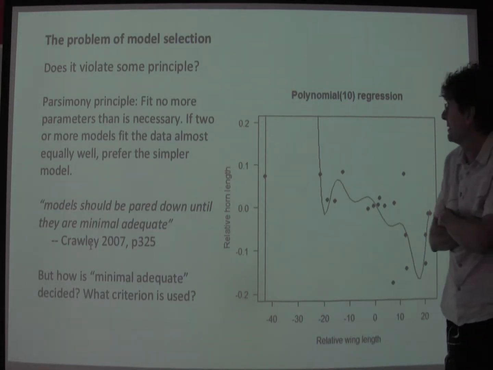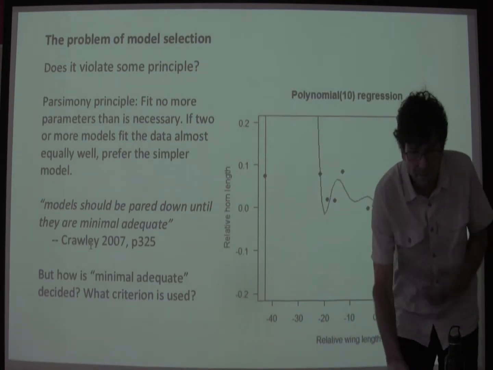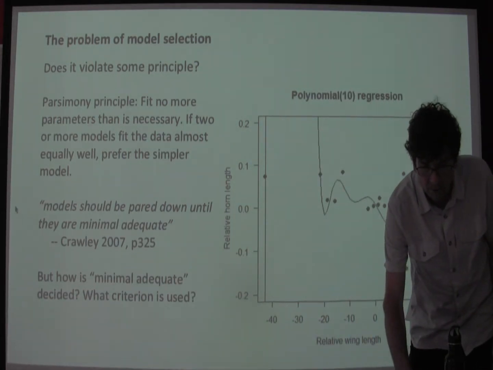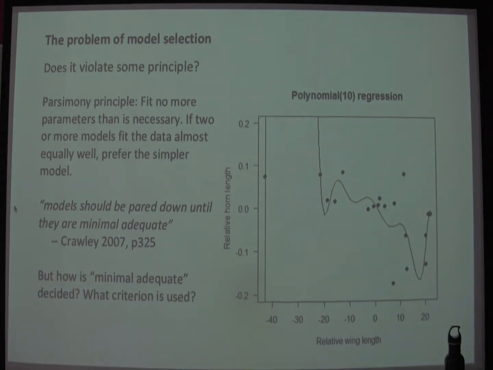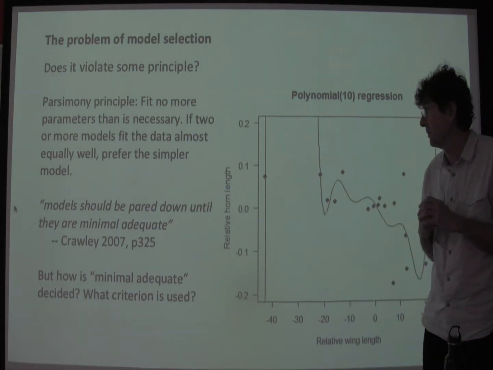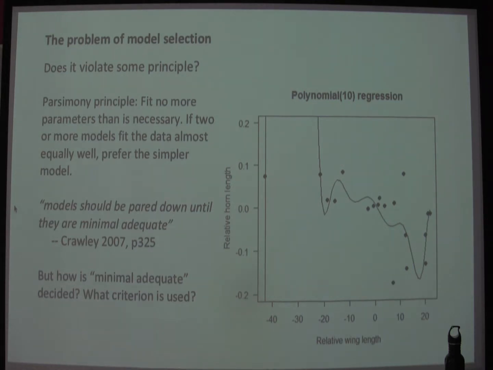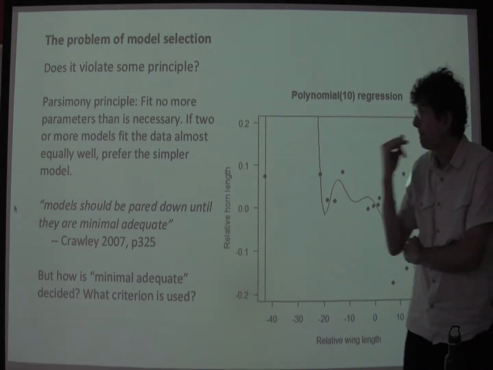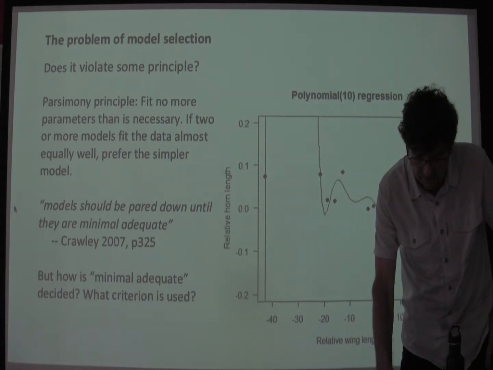And this sort of led to the point of view out there that models should be pared down until they are minimal adequate. The idea of a minimal adequate model has come up already, and the conventional way of doing that is to throw out all terms that are not statistically significant at a 0.05 level. Crawley, 2007, the R book, is where he actually promotes this idea.